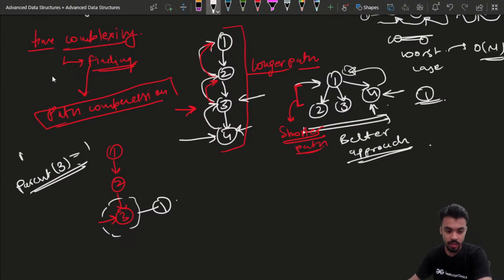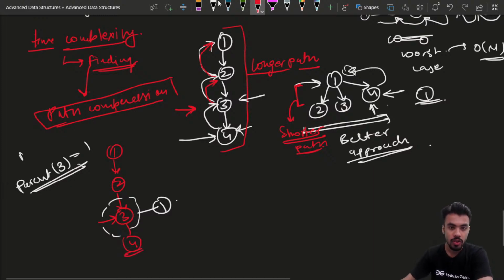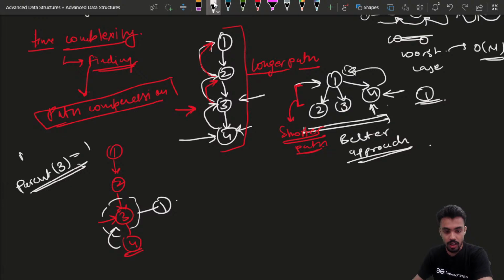So if we are storing the parent of 3 as 1, then suppose 4 is getting connected again, and I ask what is the parent of 4. You will say the parent of 4 is 3, but the parent of 3 is 1, it is not 2, because you have stored it at this stage. So instead of moving through this complete path, you have reduced your path. So this is path compression.